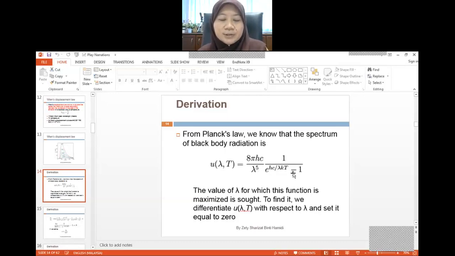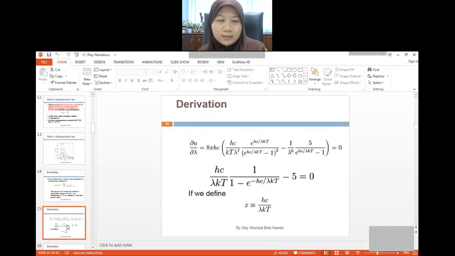So this is a function that has a maximum with respect to the wavelength, and it is dependent on lambda and also dependent on the temperature. So we differentiate with respect to lambda and set it equal to zero. Since it depends on the wavelength, we can have du over d lambda set to zero, to make the equation and derivation simpler.